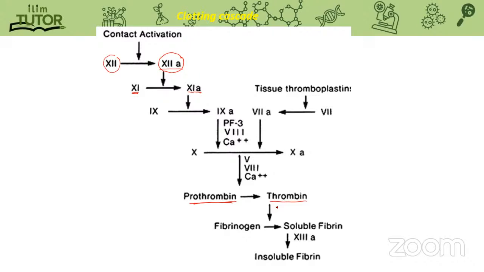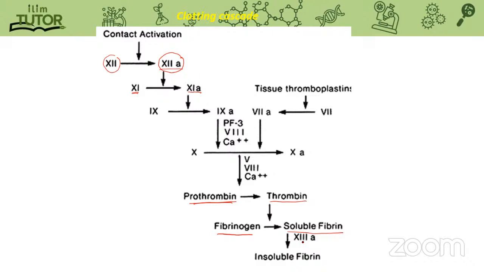Now, thrombin mediates the conversion of fibrinogen to soluble fibrin. And it is your soluble fibrin that actually forms a mesh, sealing up the wound, preventing the loss of blood, trapping all kinds of things there to ensure that infections do not find their way into the blood.